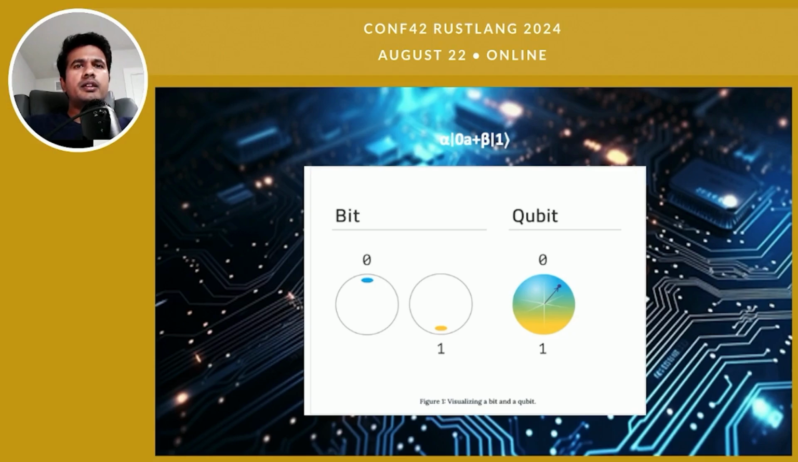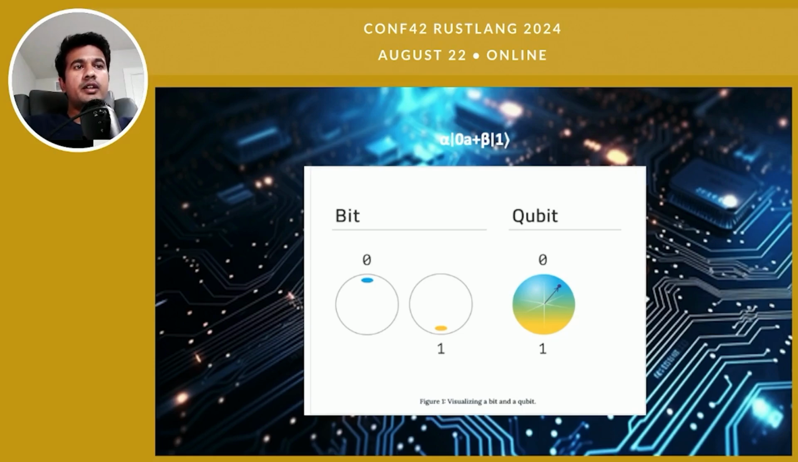Instead of being in a definitive state of 0 or 1 like in a classical computer bit, a qubit can be in a state that is a combination of both 0 and 1. It's represented as a qubit state. The qubit state is alpha|0> plus beta|1>, where alpha and beta are complex numbers that determine the probability of the qubit being in the 0 state or the 1 state when measured.